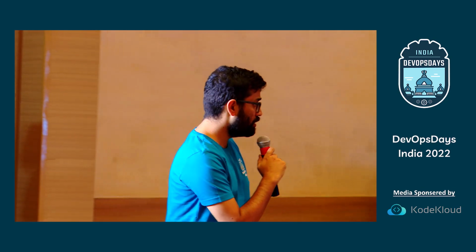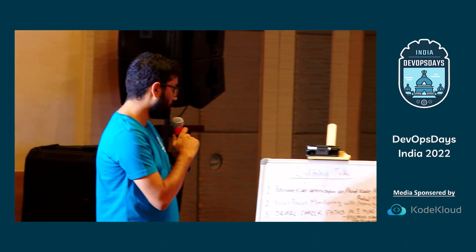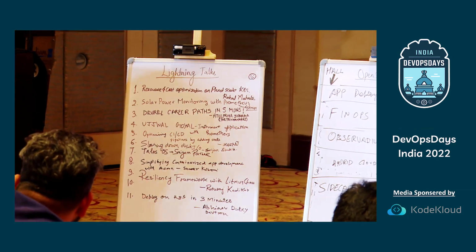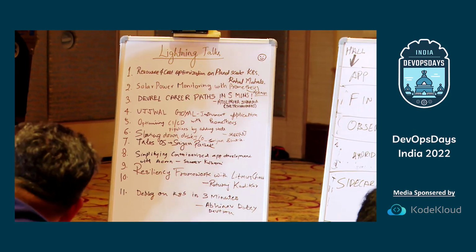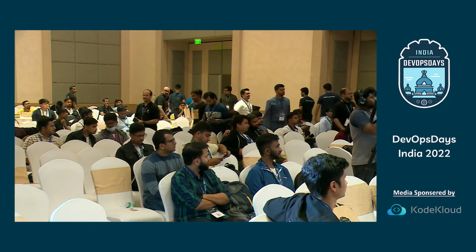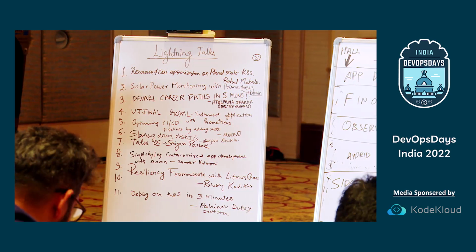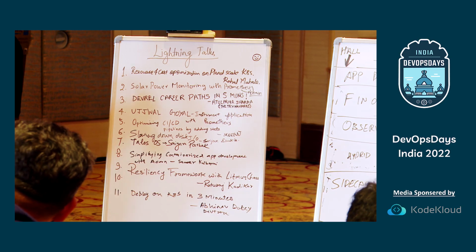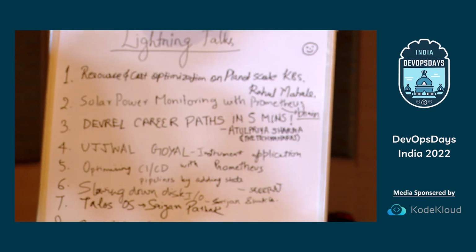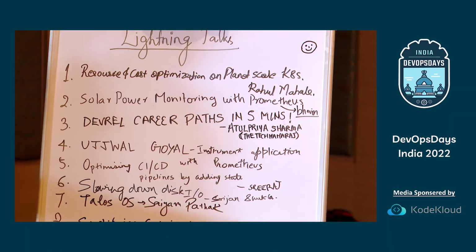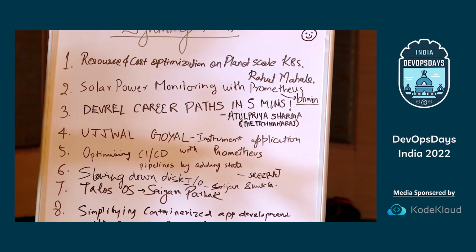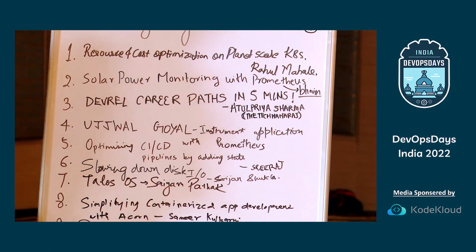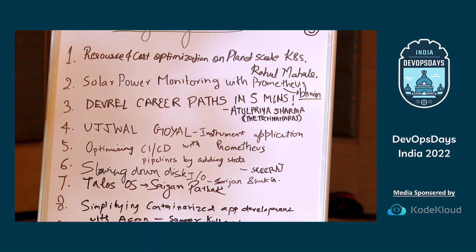The first topic is resource and cost optimization on planet scale Kubernetes. Second is solar powered monitoring with Prometheus. We have very interesting topics. I hope we had more interesting topics in open spaces as well, but very specific. So we'll try it. If you are here and if you're not here and your topic is here, we'll just move on to the next topic and we'll get a chance to do it again tomorrow. So yeah, we'll get started with Rahul.